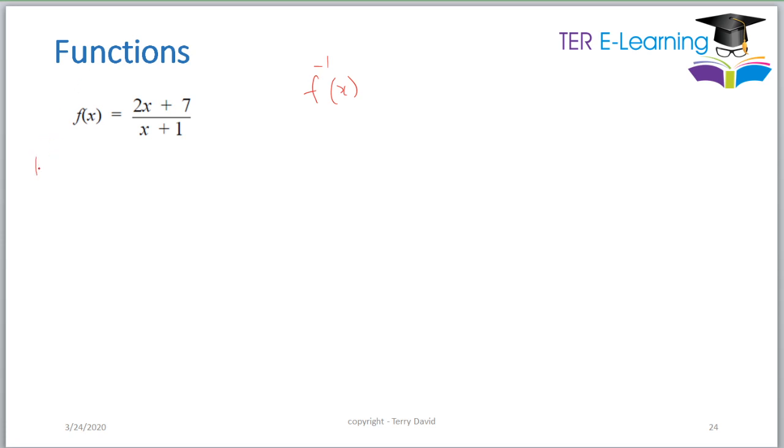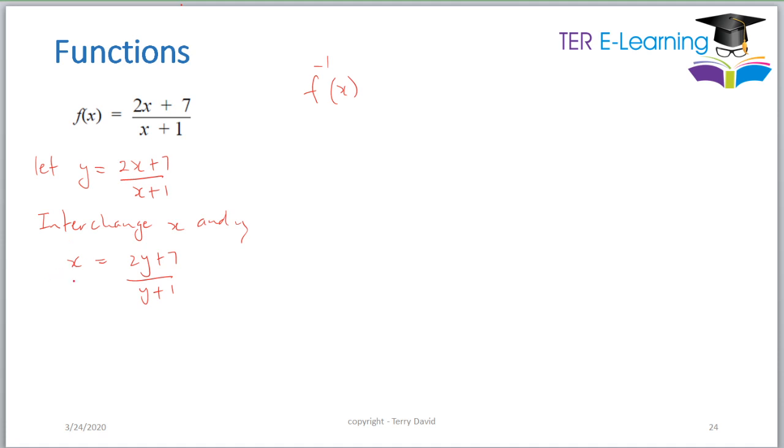So the first thing, we're going to let y equal 2x plus 7 over x plus 1. That's the first thing. Next step, we're going to interchange x and y, right? So therefore this becomes x equal 2y plus 7 over y plus 1, right? The next step now, we need to make y the subject of the formula.